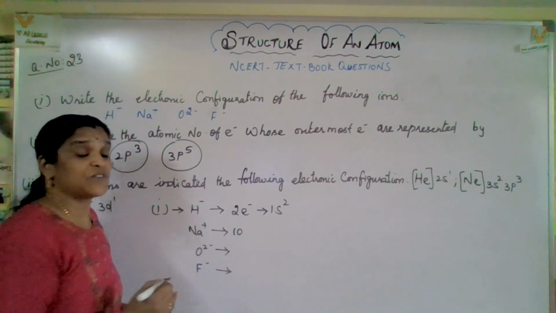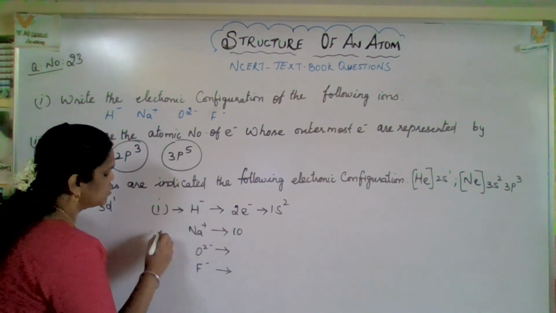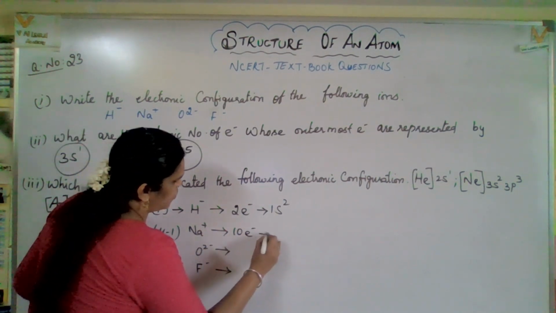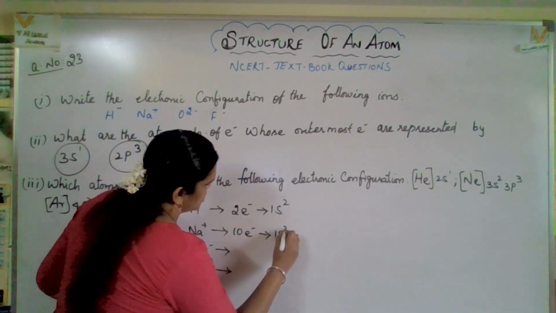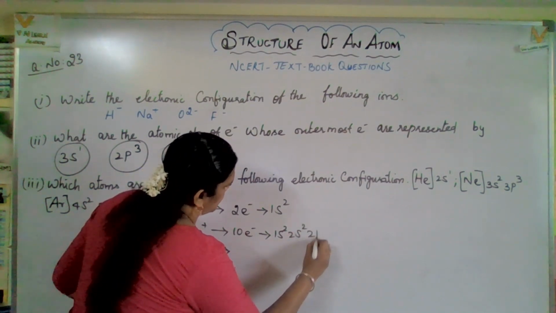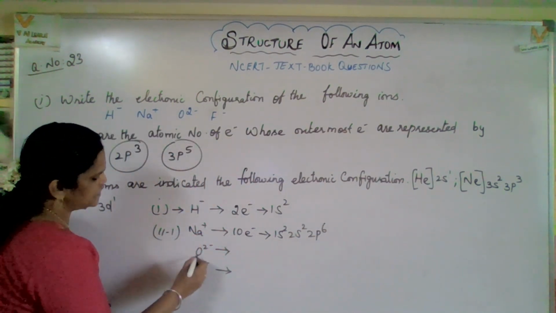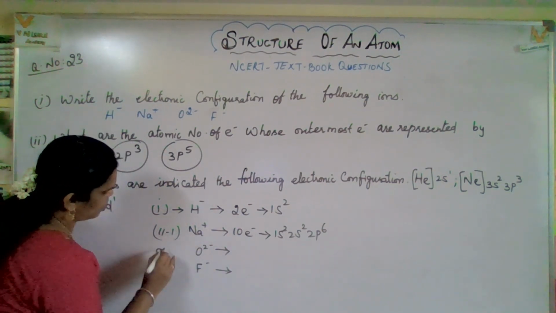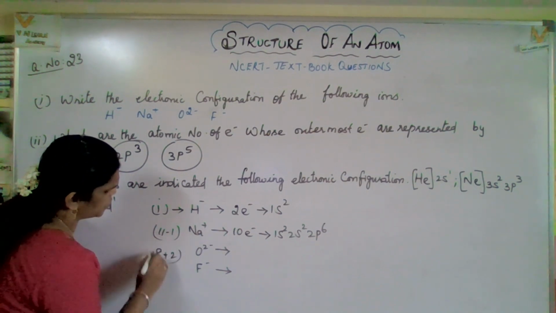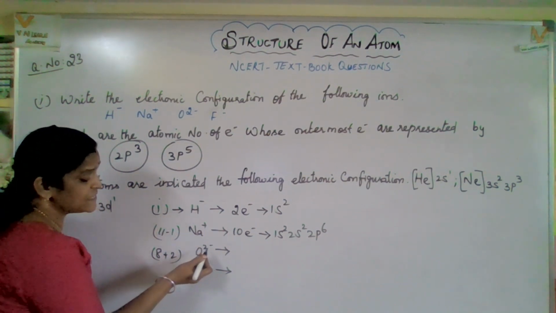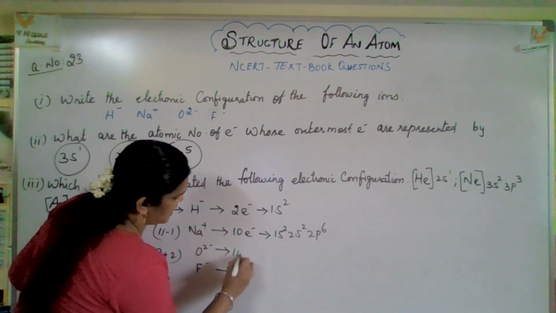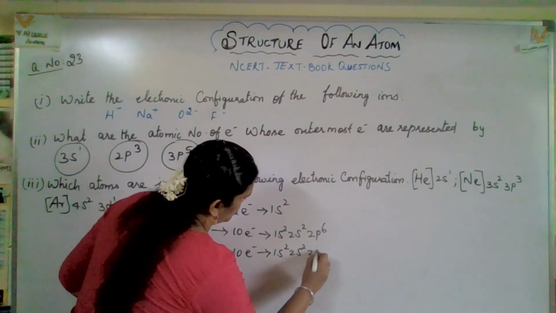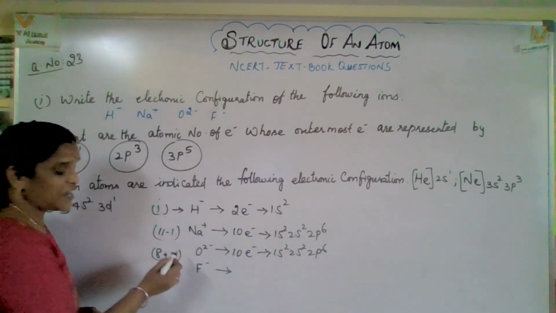Here already isoelectronic species we have gone through, no? So 11 minus 1, it's 10 electrons. So how to write that electronic configuration? 1s2, 2s2, 2p6. Right? Now the same way, oxygen 2 minus, here also 8 electrons plus 2. So that means here minus is there, no? So you have to add. So that means 10 electrons. Here also the same. 1s2, 2s2, 2p6. Yes, these both are isoelectronic species.